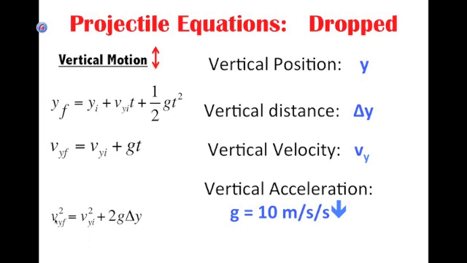Then this last equation is: the final velocity in the y direction squared is equal to the starting velocity in the y direction squared plus 2 times the acceleration of gravity times the change in position vertically. That's not so bad. Now, in the next video, you'll have a chance to try this and see that they're not nearly as scary as they seem.